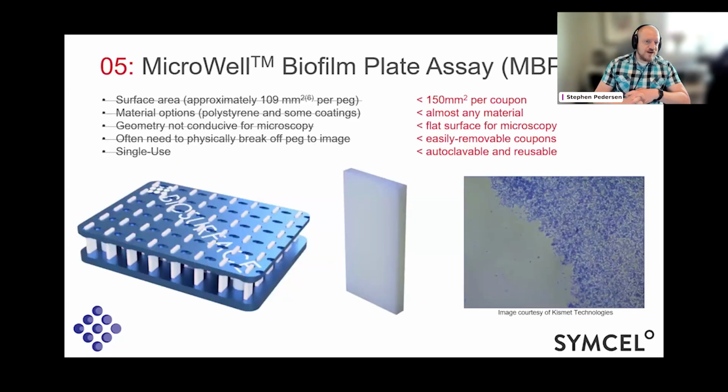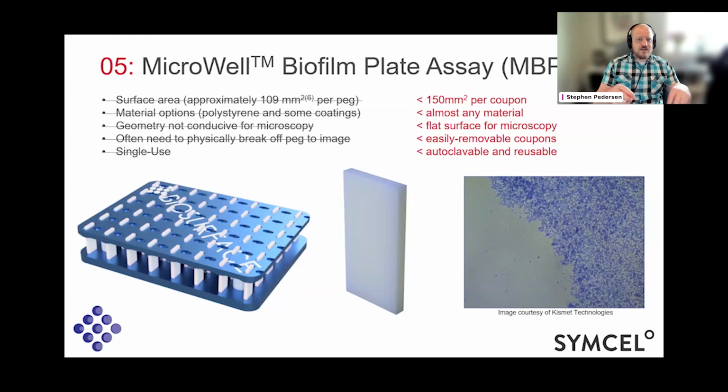So introducing the microbial biofilm plate assay. This is BioSurface Technologies device, kind of our answer to the biofilm assay. Just in comparison with some of those downsides on the last slide, the surface area per coupon for this is 150 square millimeters per coupon, so about 40% more surface area. It is fewer coupons, it's 48 coupons versus the 96 pegs, but it is a higher surface area and a higher amount of biofilm per sample, per coupon.